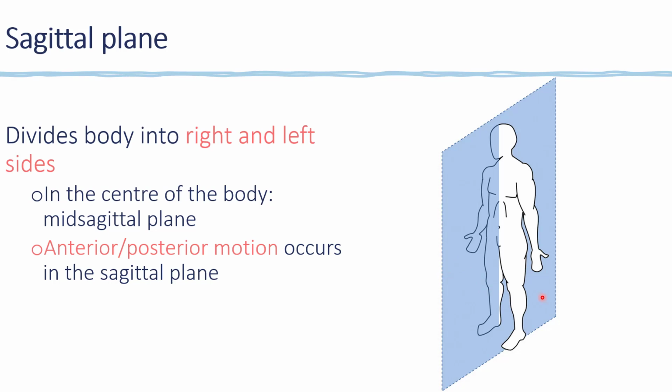Now, if that sagittal plane is placed directly in the center of the body, like it is here, then it's called the mid-sagittal plane. Any motion that primarily occurs in this anterior-posterior direction occurs in the sagittal plane. So motion like walking, squatting, lunging, running, that's all happening in this sagittal plane.